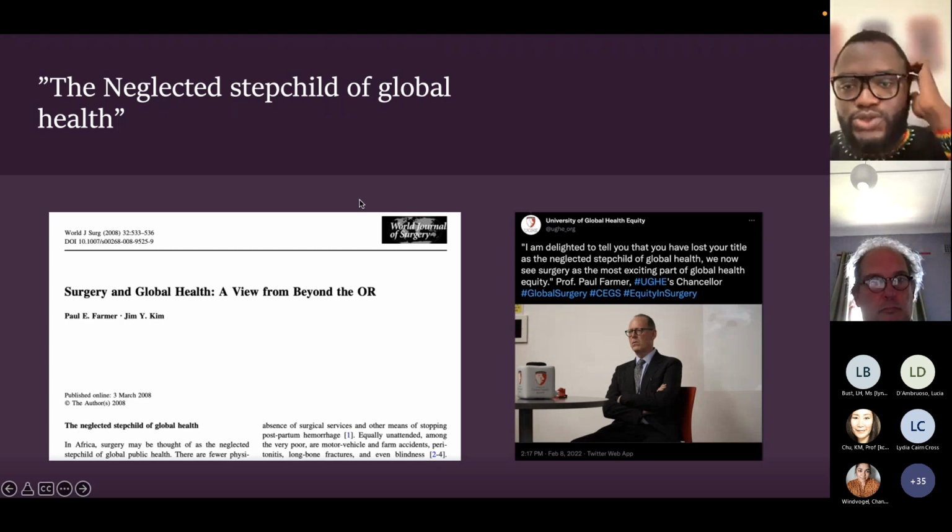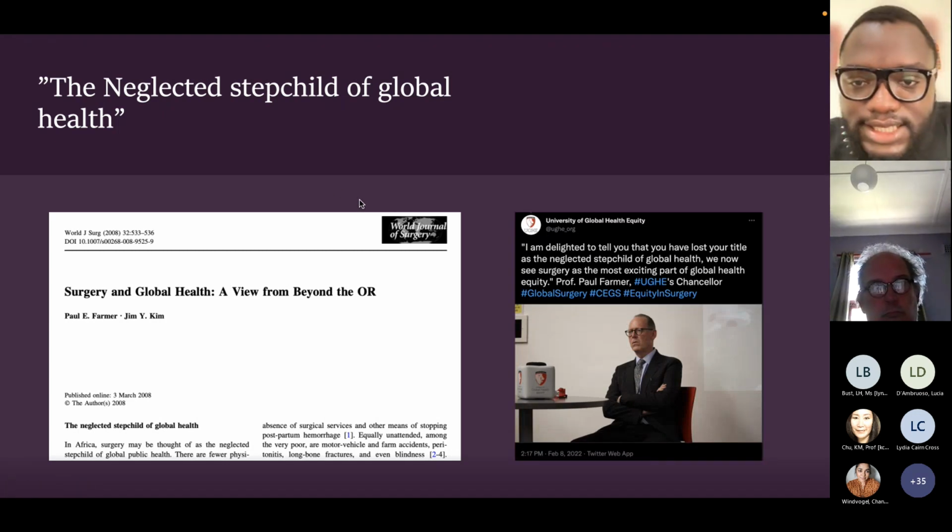Fast forward to earlier this year at an event at the University of Global Health Equity, Paul Farmer and Jim Kim were asked whether global surgery was still the neglected stepchild of global health. And Paul Farmer said no. To quote him, he said, "I'm delighted to tell you that you have lost your title as the neglected stepchild of global health. We now see that surgery is the most exciting part of global health equity." So Paul unfortunately passed away just a few weeks after he made this declaration.